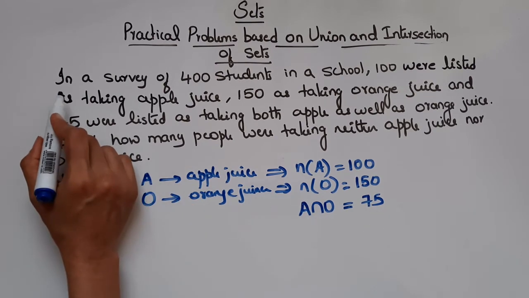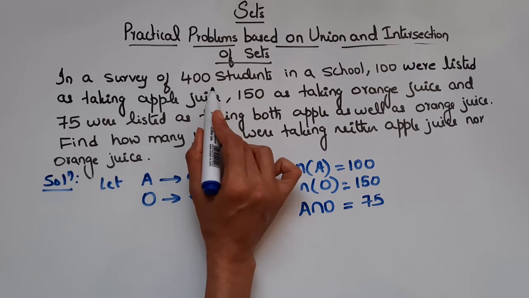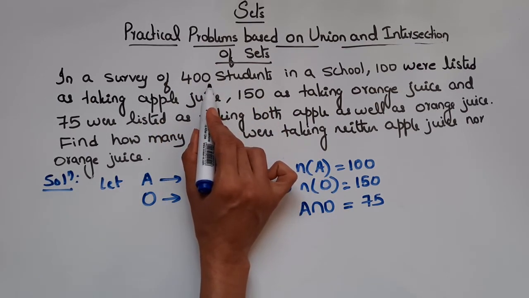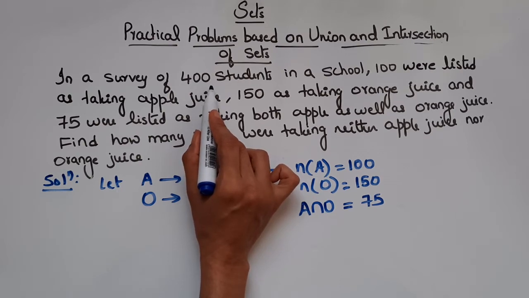Now if you see the question, here it says in a survey of 400 students. So in these 400 students, there are people who are taking orange juice, there are people who are taking apple juice, plus there are people who are taking both orange and apple juice, and also there are people who are not taking any of the juice.